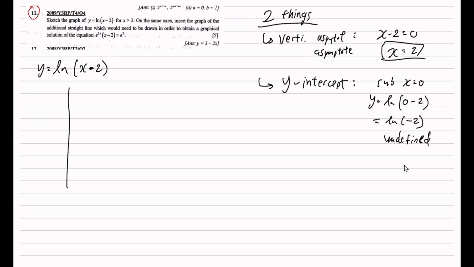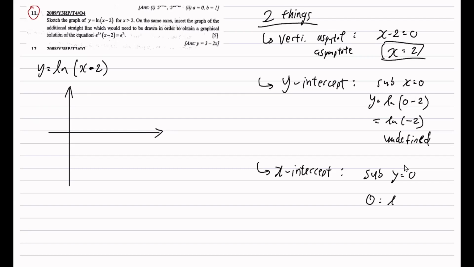Then how to draw the graph? It doesn't intersect the y-axis. No y-intercept, then there must be an alternative. Maybe there's an x-intercept. So sub y equals 0. Then you get 0 equals... actually maybe 3 things. Sorry, 3 things to look out for. Just find intercepts and vertical asymptote. So this one will be ln(x minus 2).